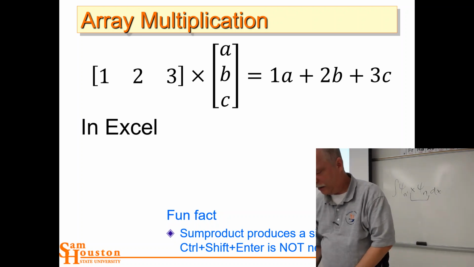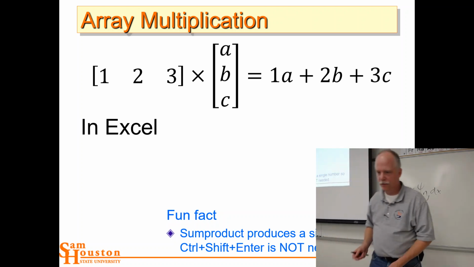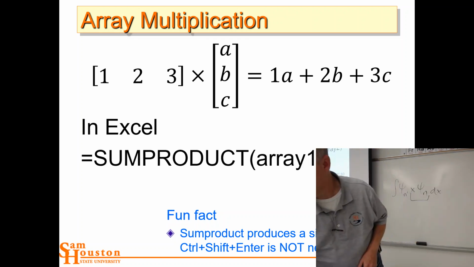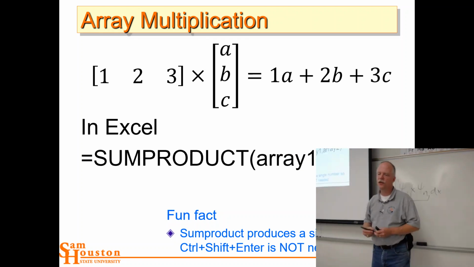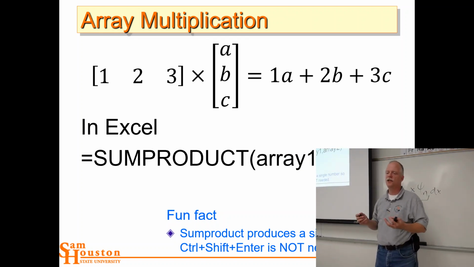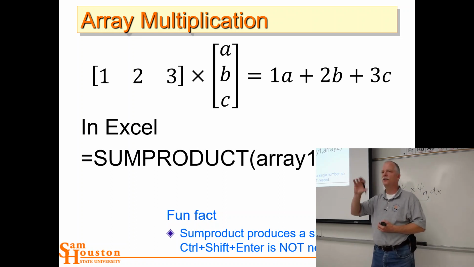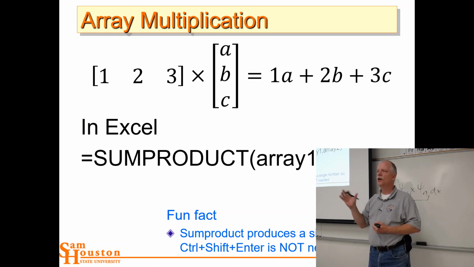And so in Excel, then we have, where's the formula? Sum product. Okay, so we can use the sum product since it gives a single number. We don't have to use Control-Shift-Enter. The nice thing about sum product is it really doesn't care if it's a column or a row. But if we were to use MMULT, which we'll use next, then it has to be row and column. You have to take care of those things.